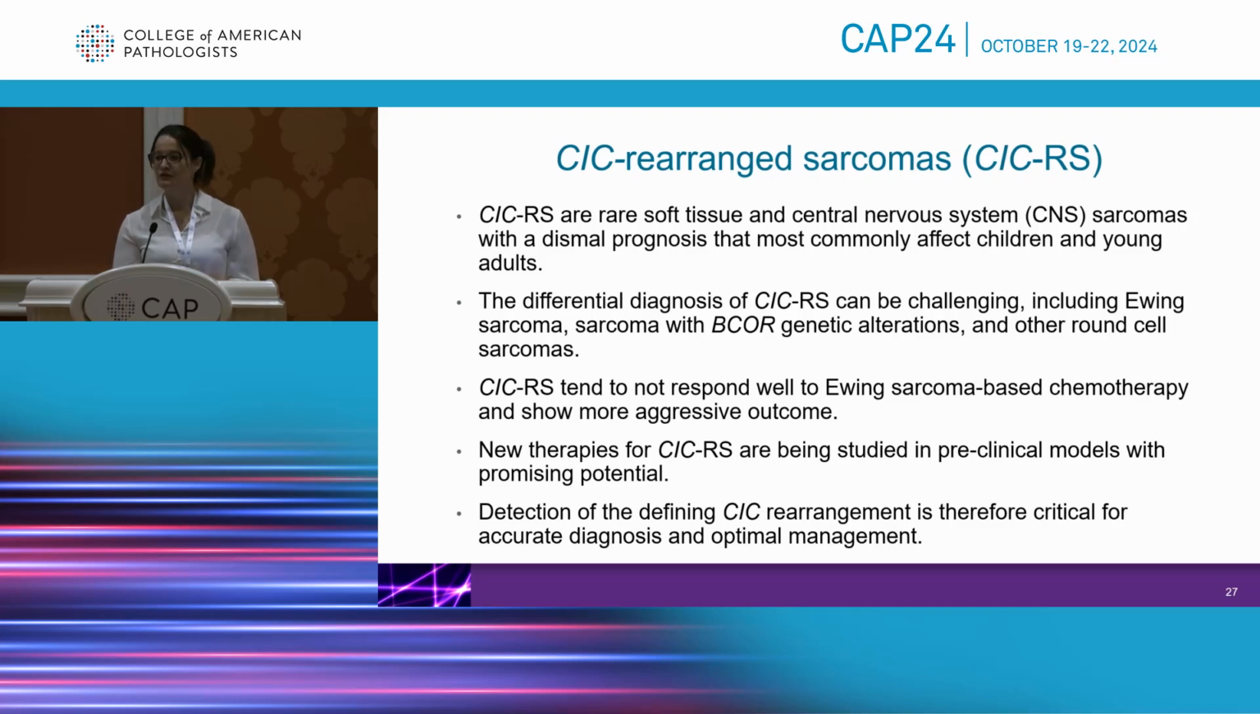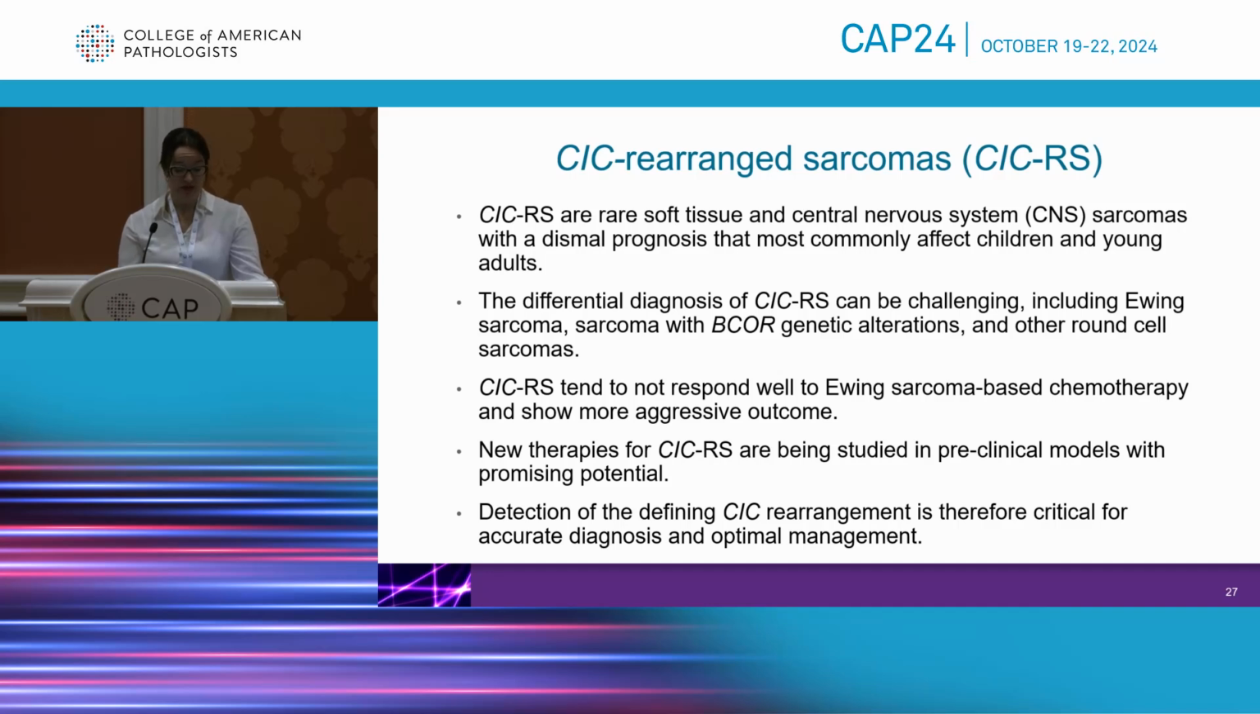The importance of detecting CIC-rearranged sarcomas, even though this is a very rare tumor that occurs particularly in the pediatric population, is because this is an aggressive tumor that does not respond well to the therapies that are normally given to Ewing sarcoma tumors, and they can have a very overlapping histology with other round cell sarcomas. And detecting a rearrangement of CIC is sometimes the only way to get to that diagnosis, even if you have a high suspicion that that's the diagnosis.